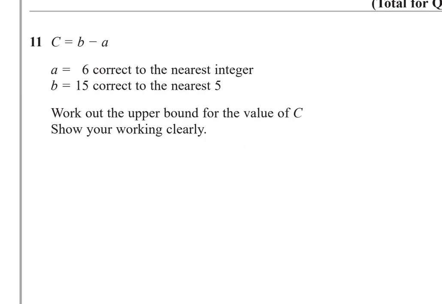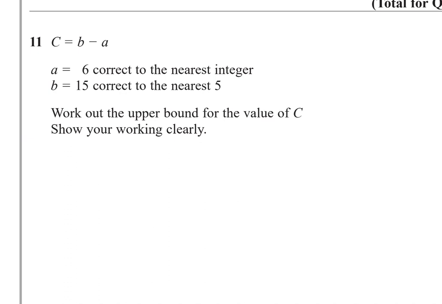Number 11. C equals B minus A. A equals 6 correct to the nearest integer. B equals 15 correct to the nearest 5. Work out the upper bound for the value of C. Show your working clearly.